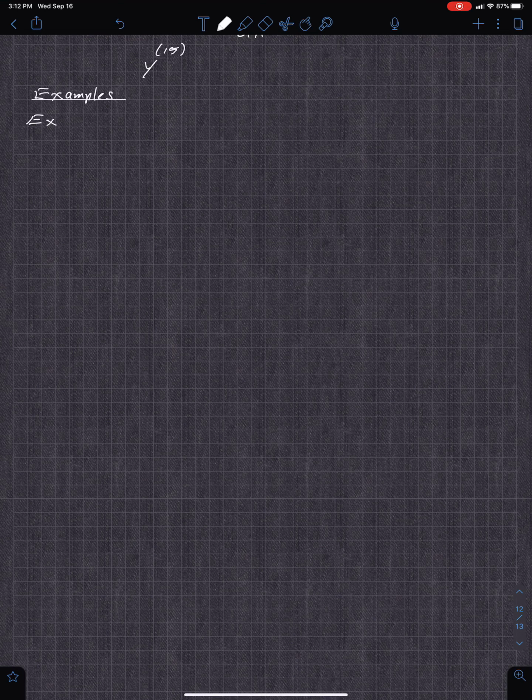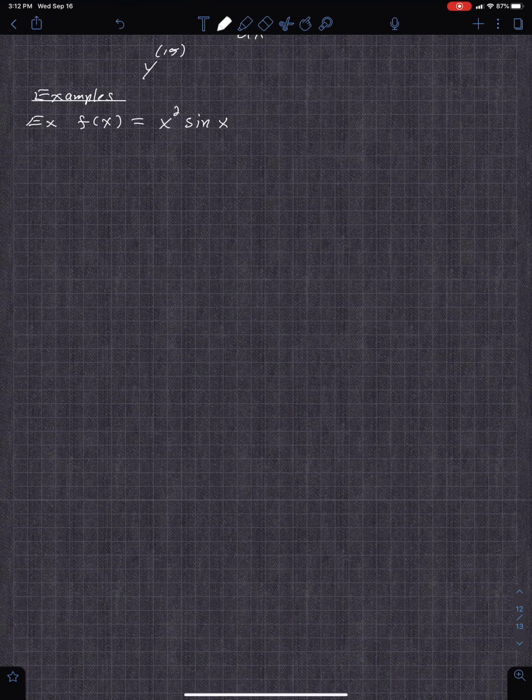So this is where I'd have you try it. I want you to try these. Let f of x be x squared sine x. What's the derivative of that going to be? You can see that this requires a product rule, right? Because you have x squared and then sine x, so it needs a product rule.